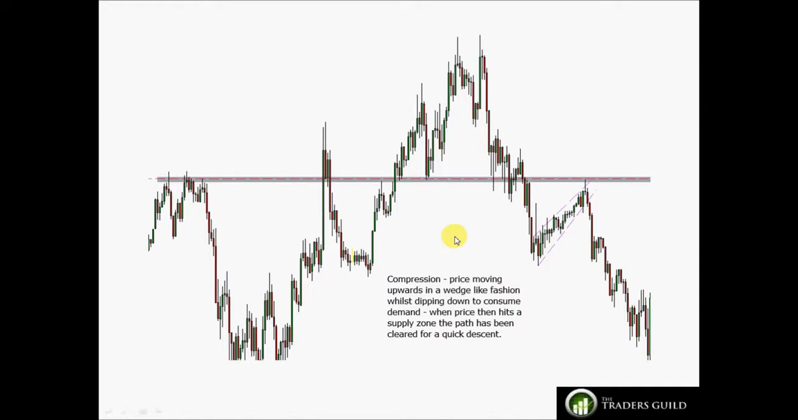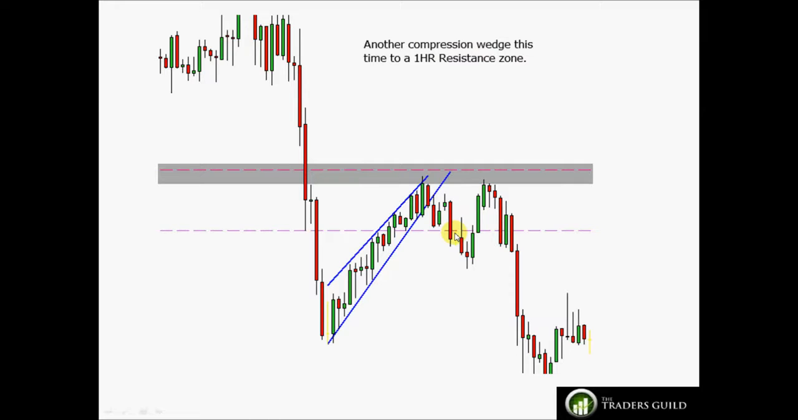Another example. 1 hour resistance zone, strong move down, we start compressing on the way up, dipping down to consume demand in a converging wedge-like pattern. Move down once, move back up before eventually dropping with high momentum back down.